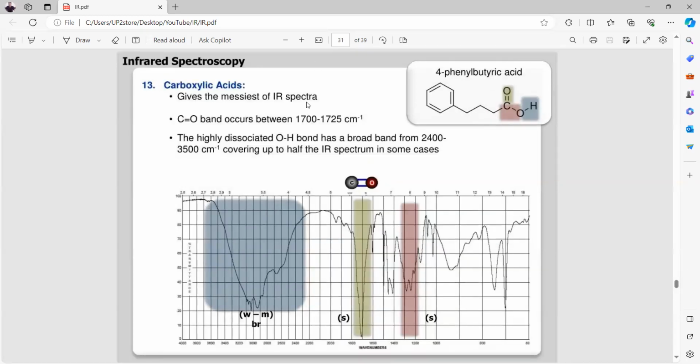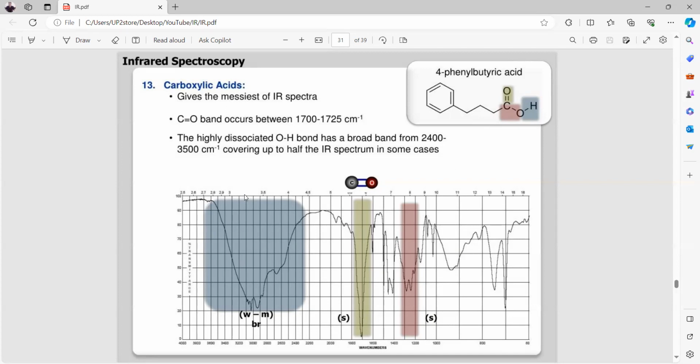Carboxylic acid is really specialized in IR. You can easily identify carboxylic acid in IR. We have an example, phenylbutyric acid, which gives you the message of its spectrum. The C double bond O bond occurs between 1700 to 1725 centimeter minus 1. The highly associated OH bond has a broad band from 2400 to 3500 centimeters minus 1, covering up half of the IR spectrum in some cases.